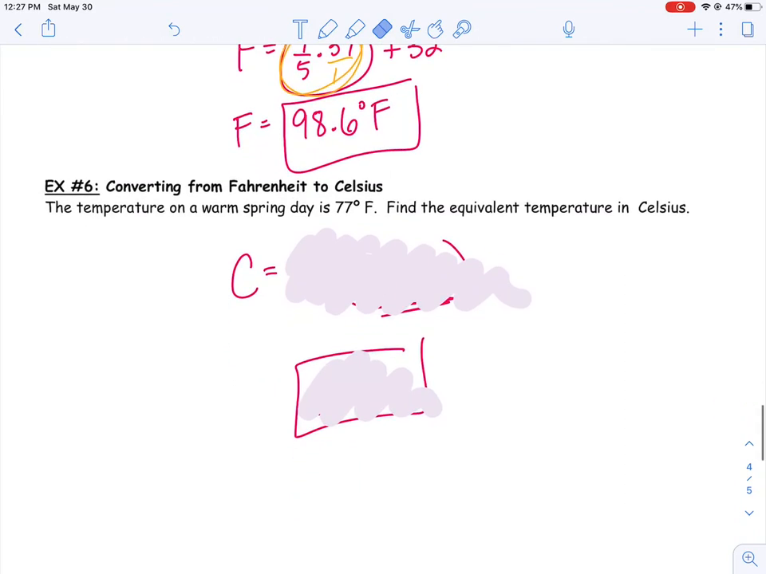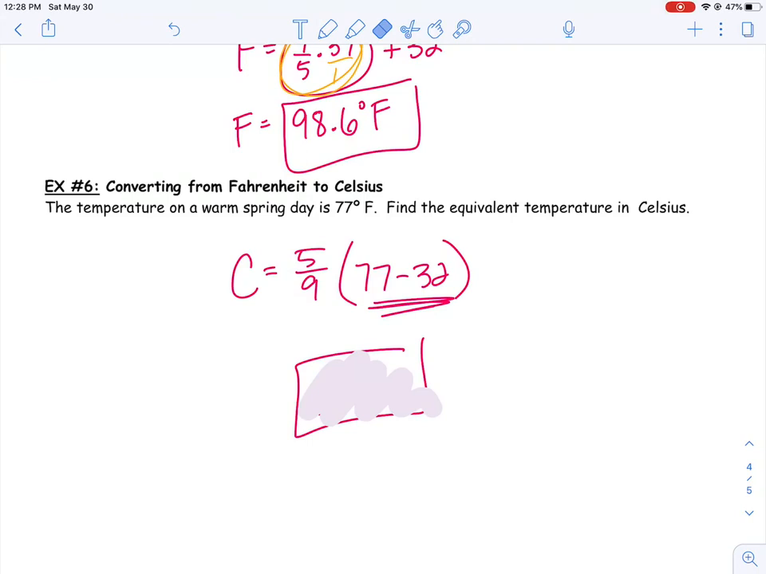Okay? All right. This next one says the temperature on a warm spring day is 77 degrees Fahrenheit. Find the equivalent temperature in Celsius. So let's use the other formula to convert from Fahrenheit to Celsius. Plugging in my Fahrenheit degree, I have 5/9 times 77 minus 32. Now, do you notice that it's in parentheses?